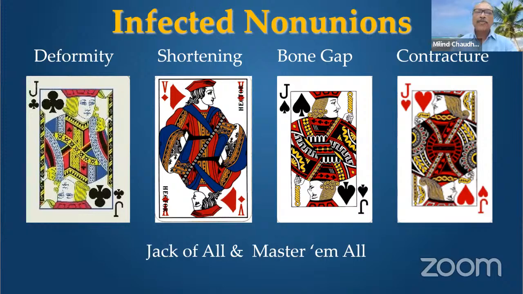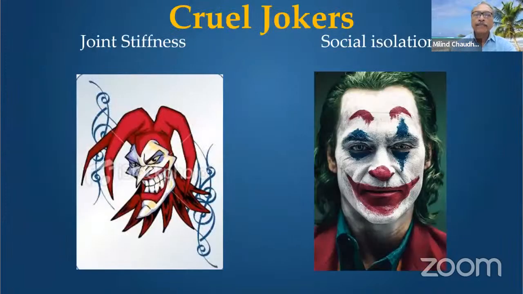So let me start. Infected nonunions, we know, have all these elements. There's deformity, there's shortening, there's bone gaps, there's contractures. And the orthopedic surgeon has to be a jack of all these problems and master them all. And the two big bad jokers in this scenario are joint stiffness and social isolation.